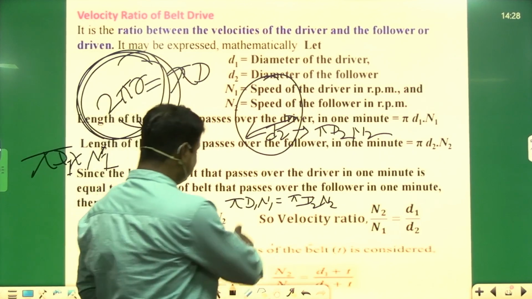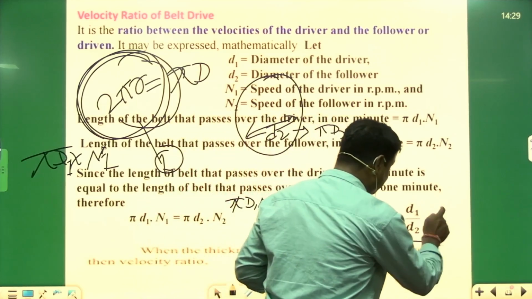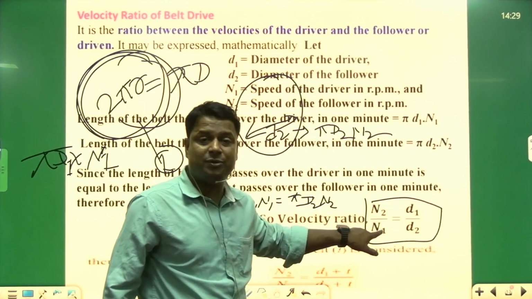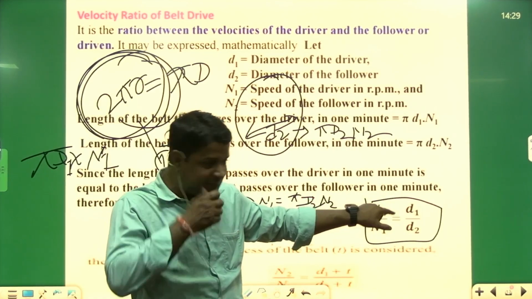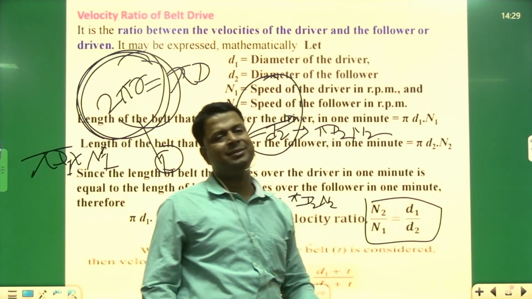So here the speed ratio is n2 by n1 equal to d1 by d2. It means the speed of the follower upon the speed of the driver equals the diameter of the driver upon the diameter of the follower.